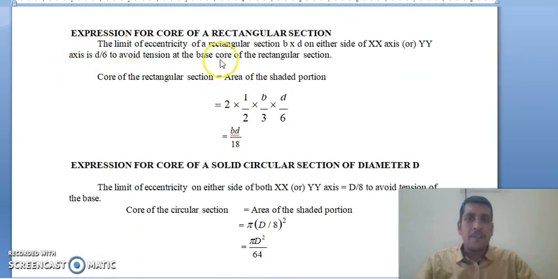Now we'll see the expression for the core of a rectangular section. The limit of eccentricity of a rectangular section, that is breadth b into depth d, on either side of the x-x axis and y-y axis is d by 6 to avoid tension at the base. So the core of the rectangular section is equal to the area of that portion, that is d by 6 into half into b by 3 into twice. So totally bd by 18 is the total area, the core of a rectangular section.